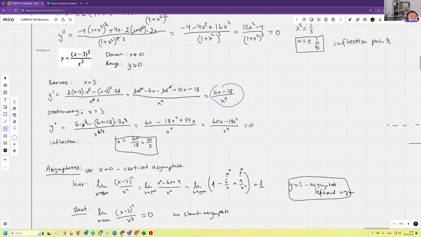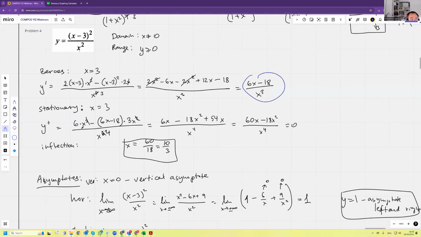6 multiplied by x cubed minus 6x minus 18 multiplied by 3x squared. So divide by, so 6x minus 18x squared plus 54x, 60x squared.